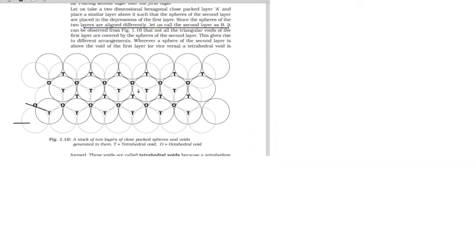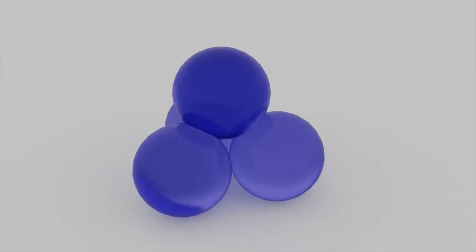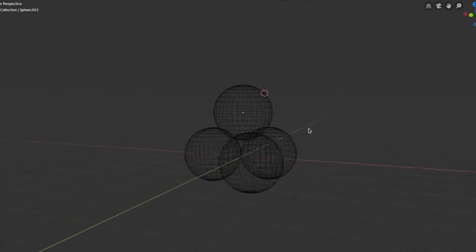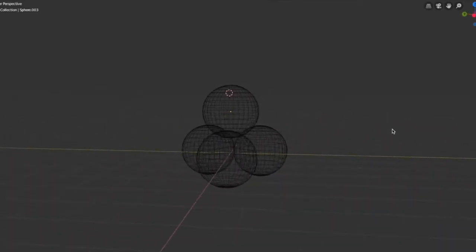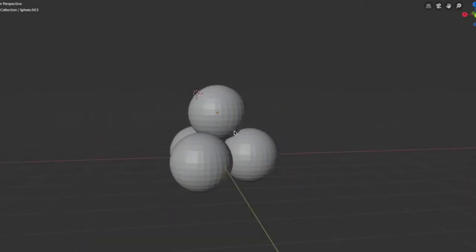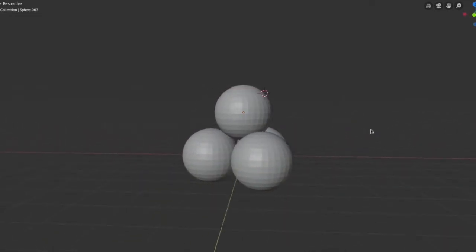In this diagram, it is clear that not all the triangular voids of the first layer are covered by the sphere of the second layers. This gives rise to different arrangements. Wherever a sphere of the second layer is above the void of the first layer, a tetrahedral void is formed. Very important. These voids are called tetrahedral voids because a tetrahedron is formed when the center of these four spheres are joined. We have been marked as T.